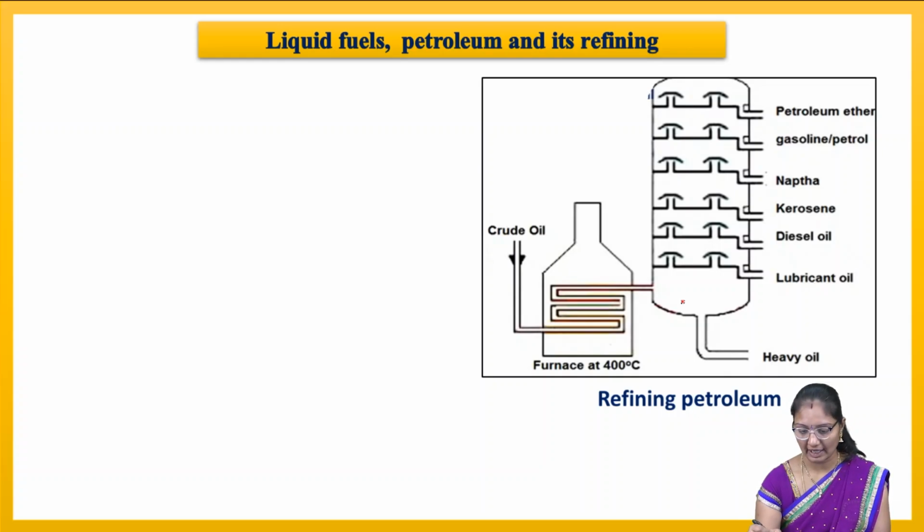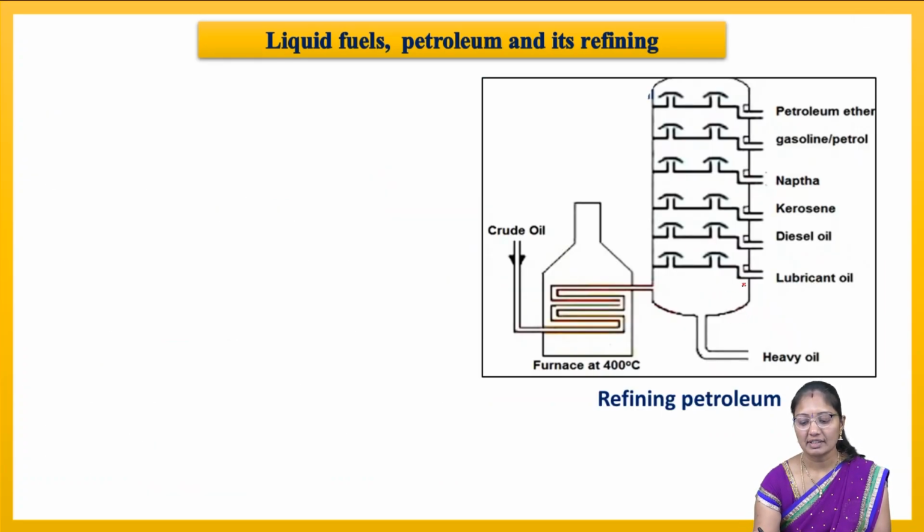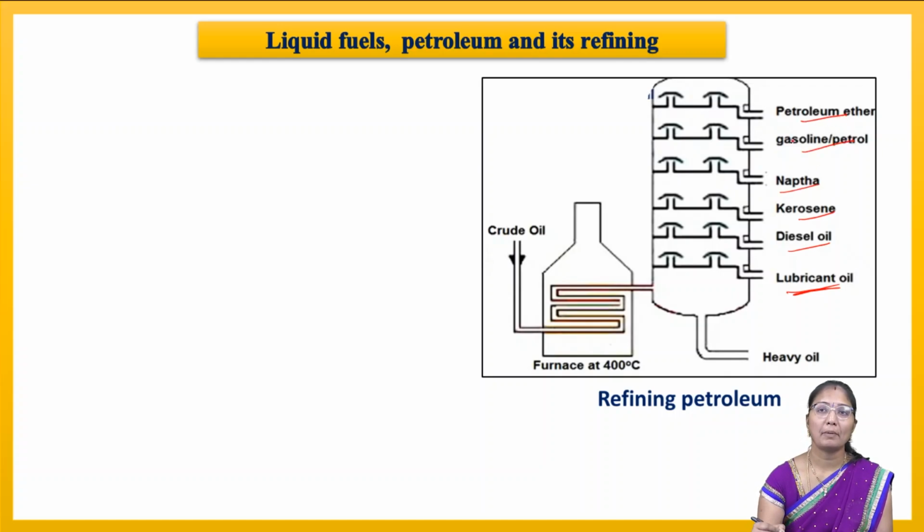As we know, here we have seen the process of how it enters into these stainless steel trays. The first is lubricant. The higher fractions like lubricant oil have more carbon atoms, then diesel, kerosene, naphtha, gasoline and petroleum ether. Depending upon their boiling temperature, as we know, petrol will enter here and it is heated to 40 degrees.